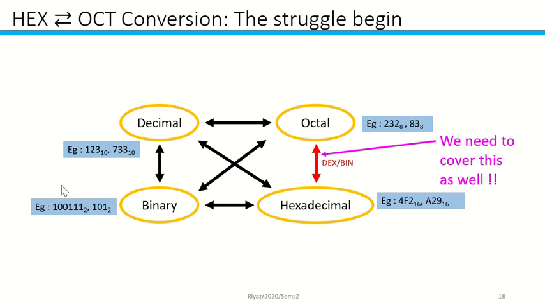Next, I would like to go for the hexa. So we have covered the decimal to binary and hexa, and also we have covered the octa to decimal, octa to binary. However, we have not yet covered octa to hexa. So how are we going to do this?